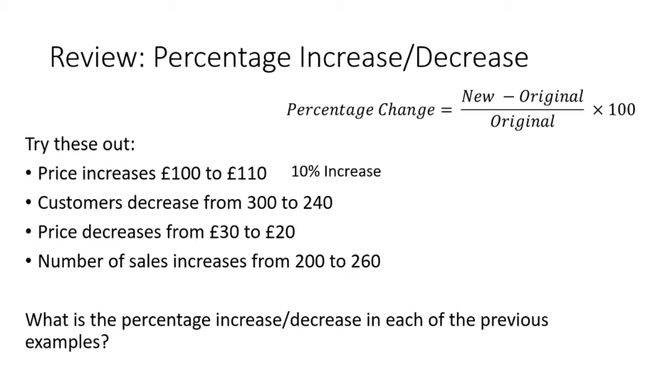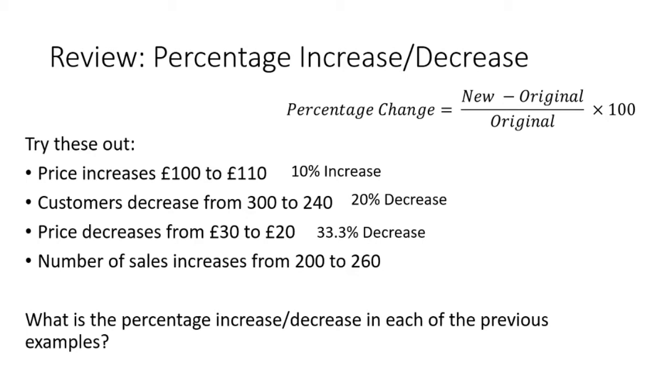The next one, customers decrease from 300 to 240. That represents a 20% decrease: 60 divided by 300 times 100. The price decreasing from £30 to £20 is a 33.3% decrease, of course, if we just round to the nearest decimal place. That's because it's 10 divided by 30 times 100.